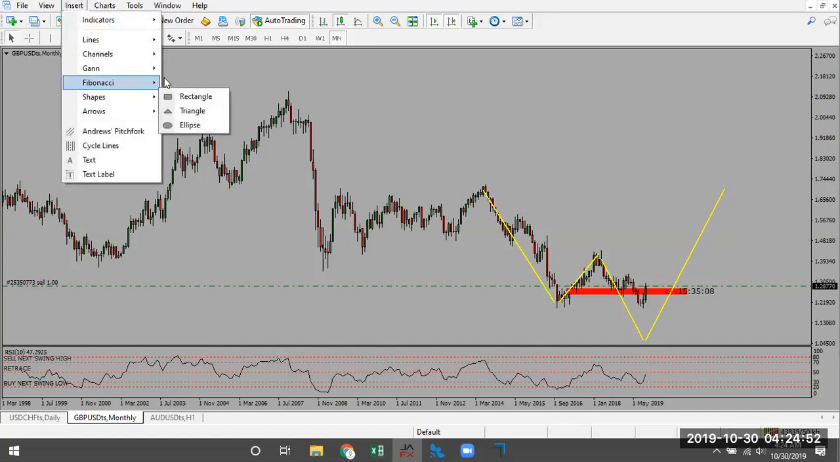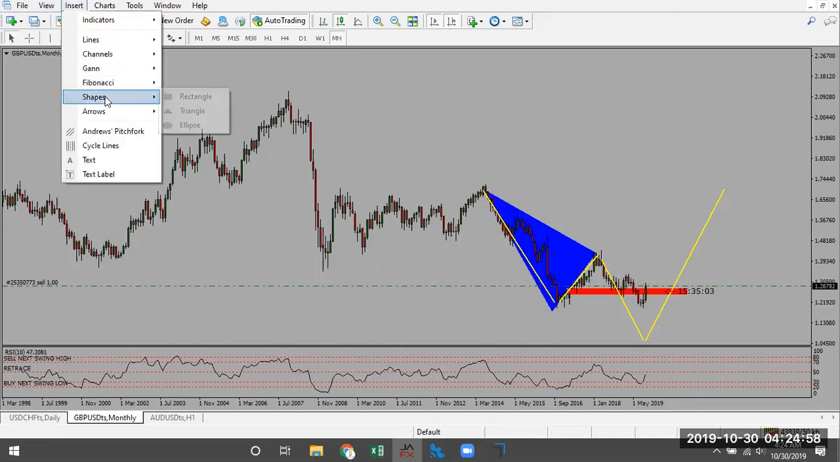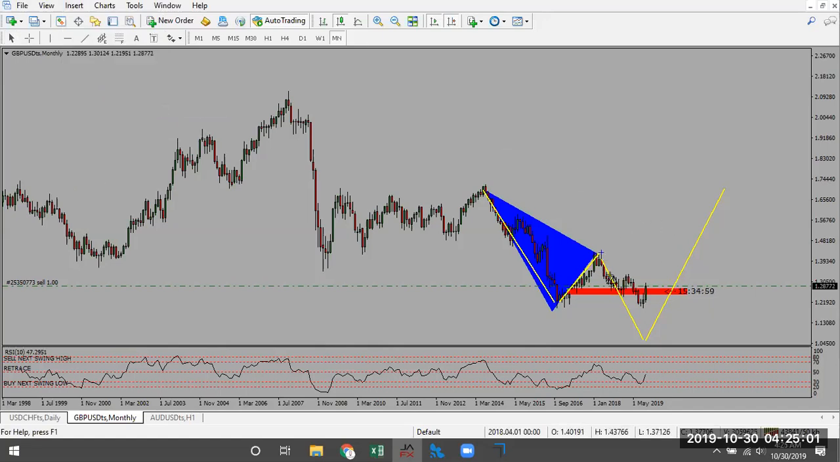All right, now if I was to draw a harmonic, it would look something like this. Harmonics is based on a lot of Fibonacci levels, a lot of technical analysis, and a lot of precision, and it's definitely equipped with the Fibonacci.